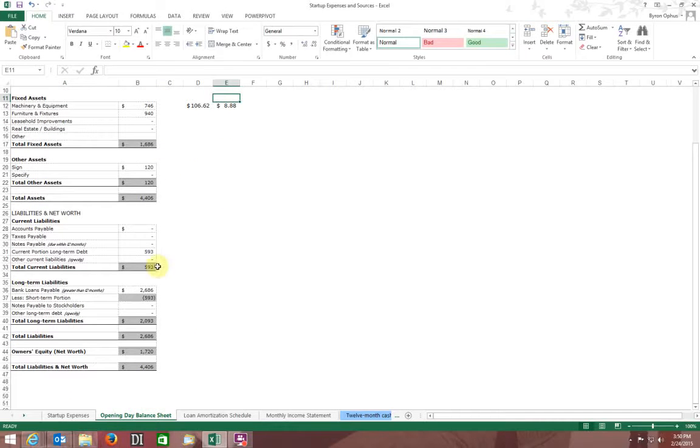That changes things, but I'm still balanced here. I've still got my total assets 4406, and my total liabilities and net worth 4406. So I'm pretty cool there.